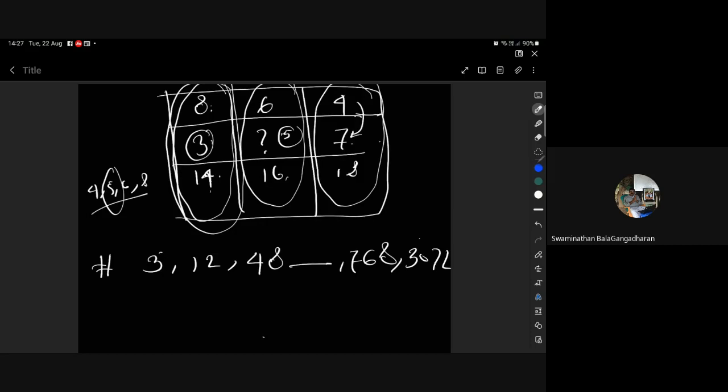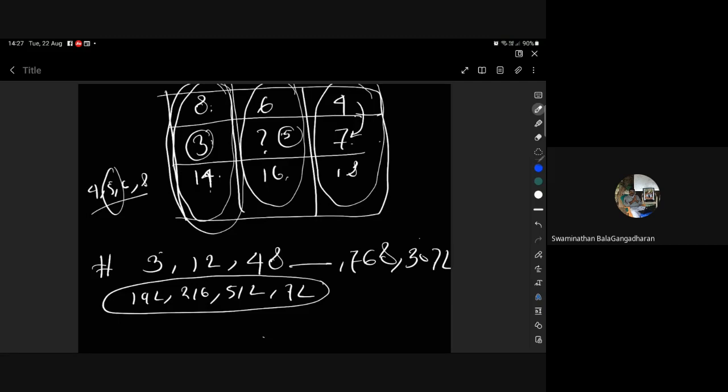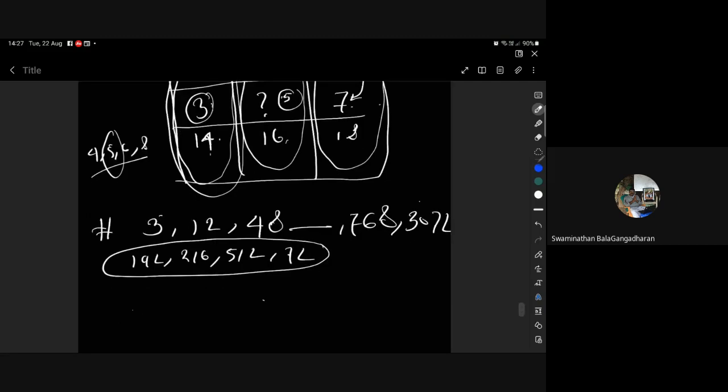So this is also a pattern. The answers are 192, then 216, then 512, then 72. What will be the answer? Like if I say 3, 6, 9, then 12, what is after the blank? 768. Yes, multiplication. 3072. Yes, 3072.